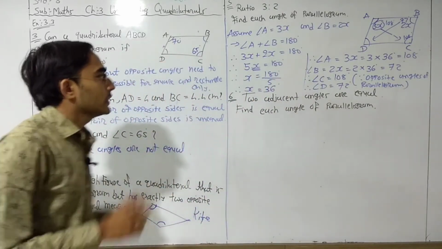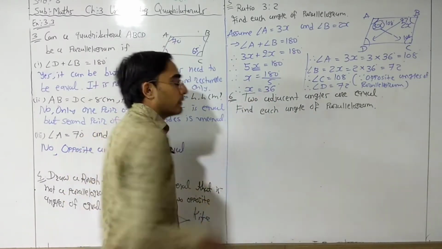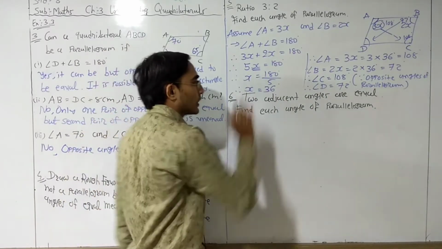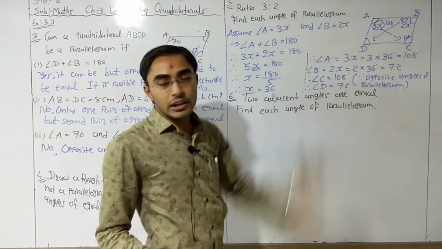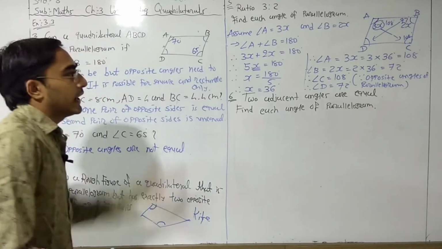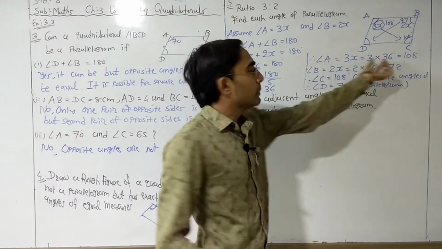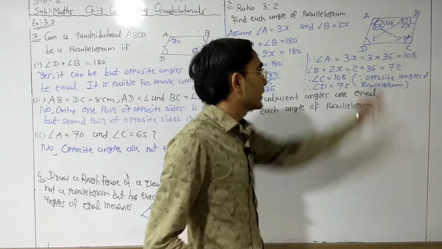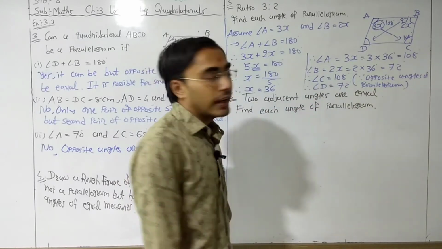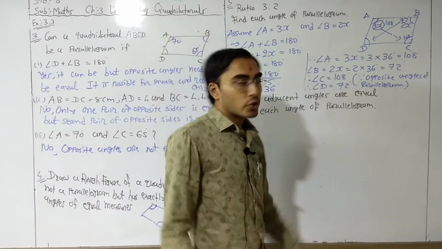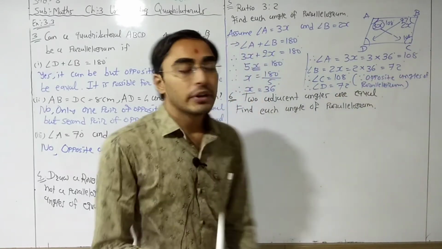And for finding the value of x, just transfer this 5 to the right hand side. So here we get the value of x. x is equal to 36 degrees. Okay. Now put this value in angle A and angle B, so we get the measurement of angle A and angle B. So angle A is equal to 3x, 3 multiplied by the value of x, 36, which is 108 degrees. Similarly, put the value of x in angle B. Angle B is equal to 2x. Put the value of x here. So 36 into 2 is 72 degrees.